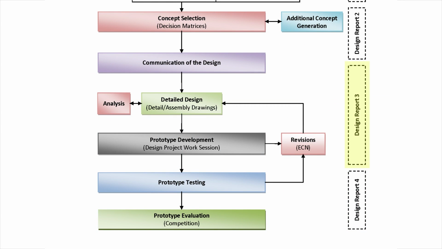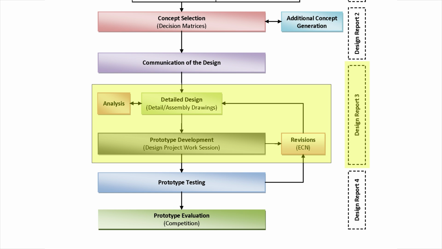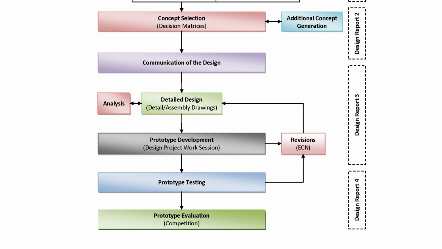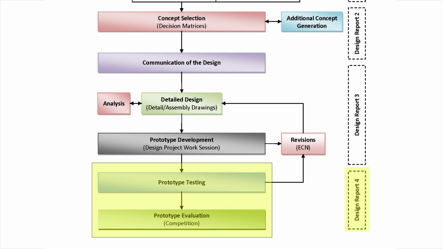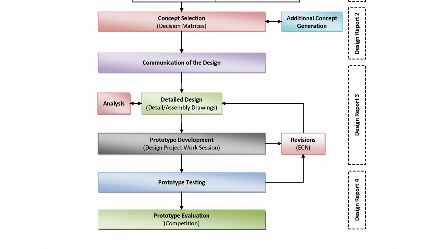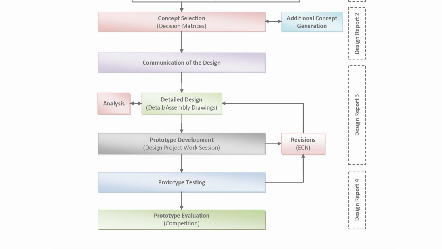For the third design report, each team takes the concept they concluded is best in DR2 and works through all of the detailed design and analysis necessary to transform the concept into a finalized design that can be manufactured in the laboratory. The fourth and final design report summarizes the prototyping process and performance. Now that I've explained how the course design reports cover the design process, I would like to offer some tips for each phase of the project.